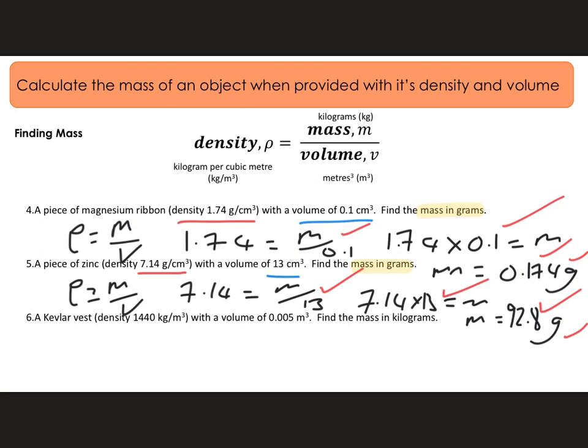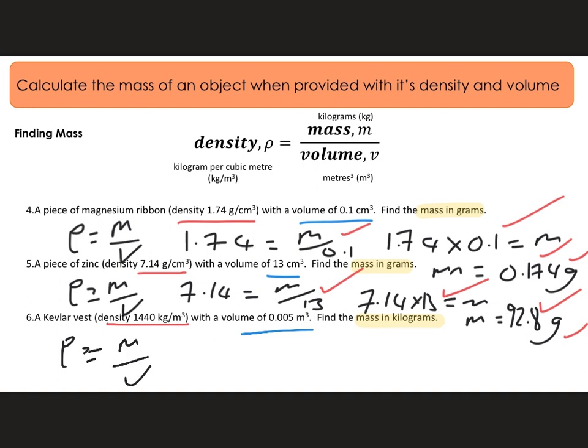Okay, moving on to question 6, we go through the same again, where we highlight what we know and work out the correct answer. So the first thing to do is, this time, we are working out the mass in kilograms. What we know in the question is we've got density is 1,440 kilograms per metre cubed, and we've got a volume of 0.005 metres cubed. So again, the units match, we don't need to change anything here. Write the equation out, so rho is equal to mass over volume.